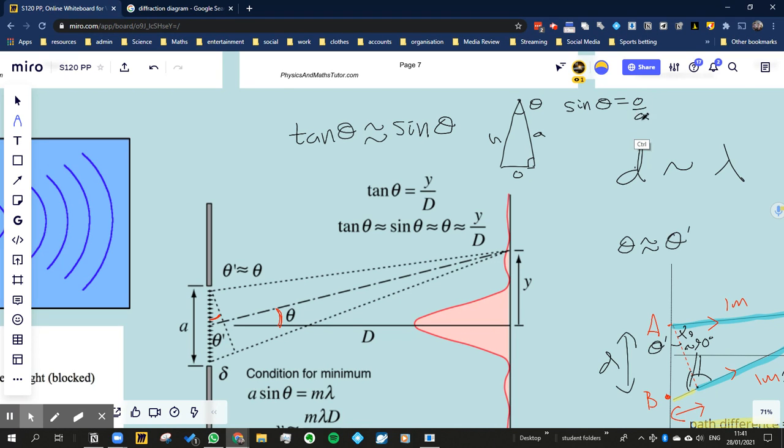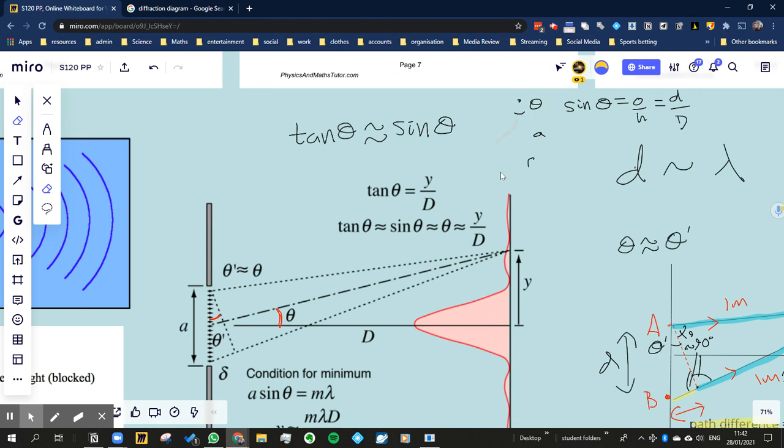Sorry, hypotenuse. And in this case, the opposite is labeled A there. We've labeled it D, and the adjacent is actually the capital D. Okay, hang on. Oh no, sorry, that's the wrong angle here. So let's rotate this triangle here.